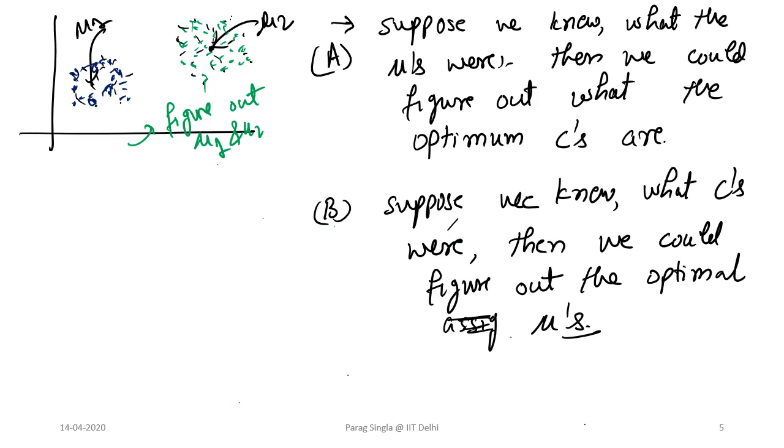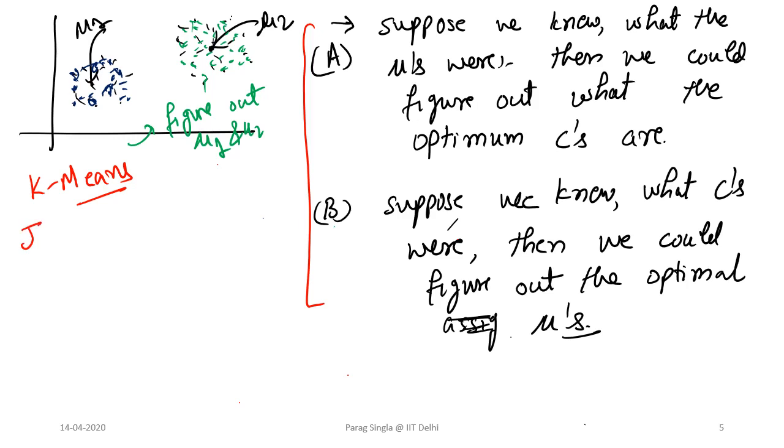So what this analysis is just saying is that the problem is not that difficult if we look at solving this alternately: if we knew what the mu's are, then we will be able to figure out what the c's are, and if we knew what the c's are, then we will be able to figure out what the mu's are. And this is the schematic of the k-means algorithm, which goes back and forth between optimizing these mu's and c's.